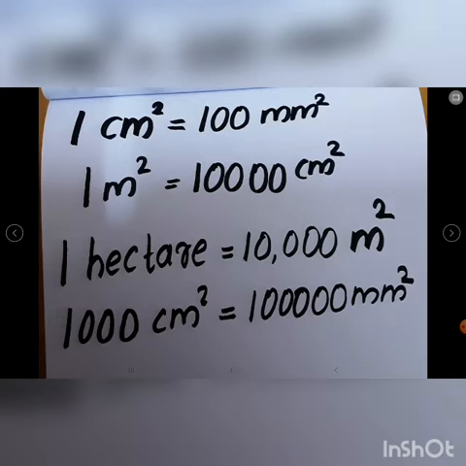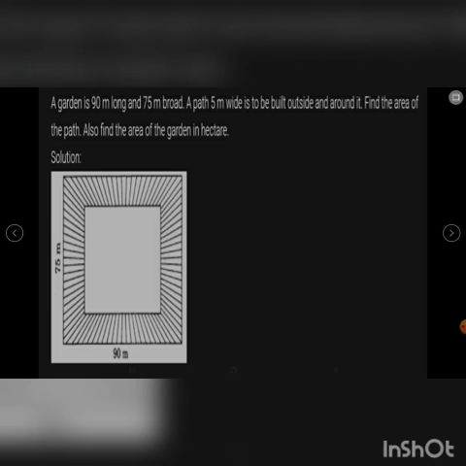Now we can discuss the first question. The first question is: a garden is 90 meter long and 75 meter broad. A path 5 meter wide is to be built outside and around it. Find the area of the path and also find the area of the garden in hectare. So what is given? The length and breadth of the garden are given. Imagine this is the garden. The length is 90 meter and the breadth is 75 meter.